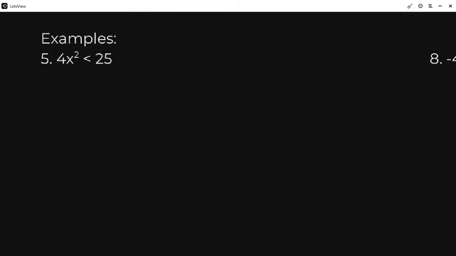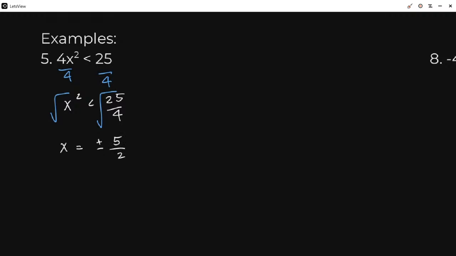So for this first one, we have 4x squared is less than 25. So we want to isolate x, and we'll get x squared is less than 25 over 4. Then to get x by itself, we're going to square root both sides. And then this is where I'll just switch the inequality sign to an equal sign, because it doesn't make sense to write x is less than plus or minus 25 over 4. Oops, I mean 5 over 2, because that's the square root of each.